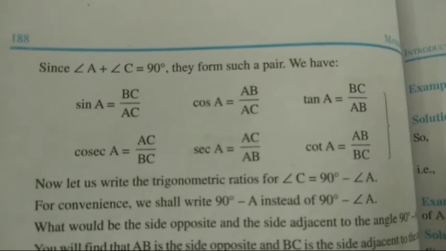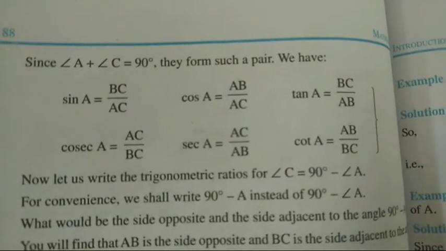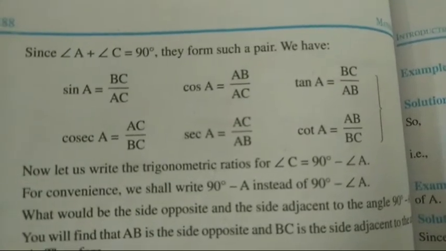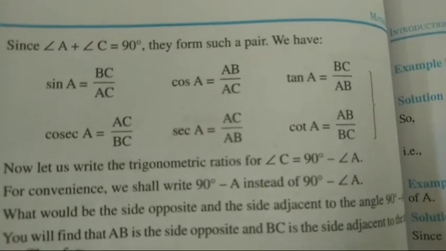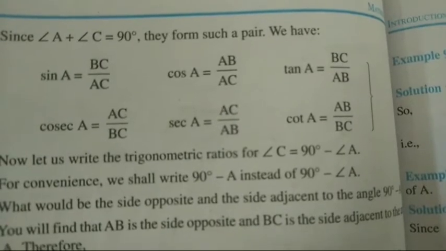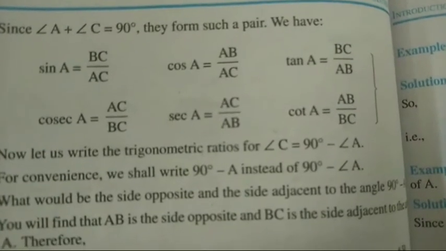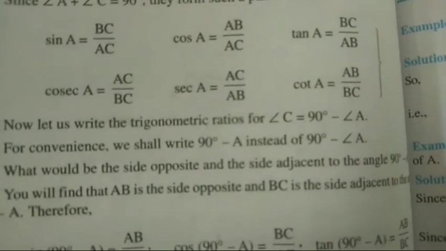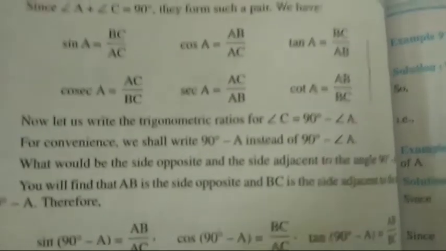Now, since angle A plus angle C is equal to 90 degrees, they form such a pair. So we have sin A is equal to BC upon AC. Here we have used the formula perpendicular upon hypotenuse. Then cos A is equal to AB over AC, tan A is equal to BC over AB, cosec A is equal to AC over BC, sec A is equal to AC over AB, and cot A is equal to AB over BC. Now let us write the trigonometric ratios for the angle C.